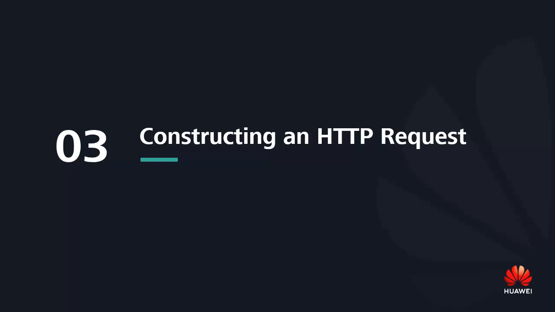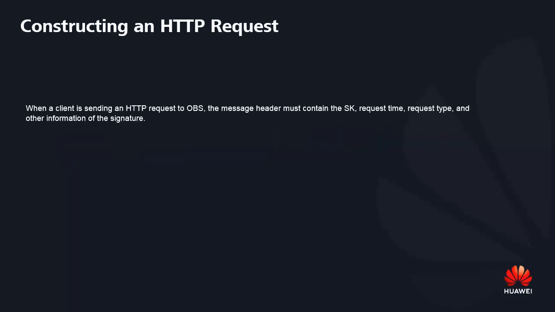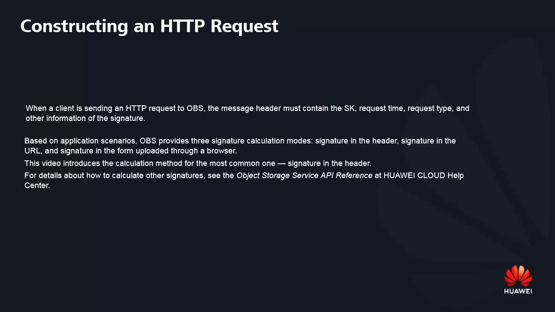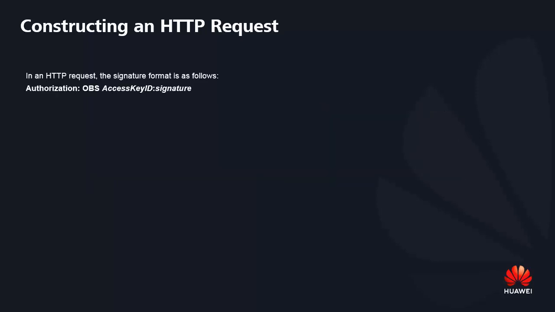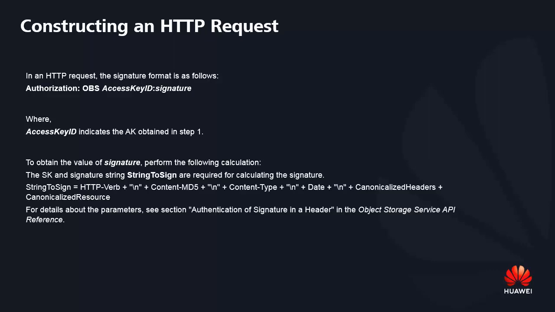Construct an HTTP request. When a client is sending an HTTP request to OBS, the message header must contain the SK, request time, request type, and other information of the signature. In an HTTP request, the signature format is as follows. Access key ID indicates the AK obtained in Step 1. To obtain the value of signature, perform the following calculation.